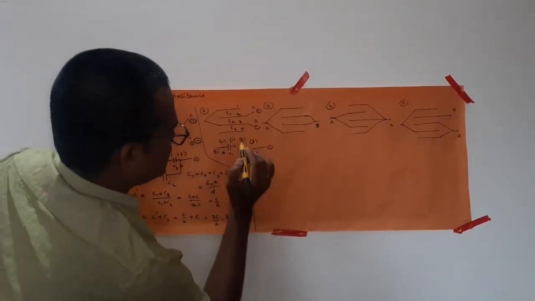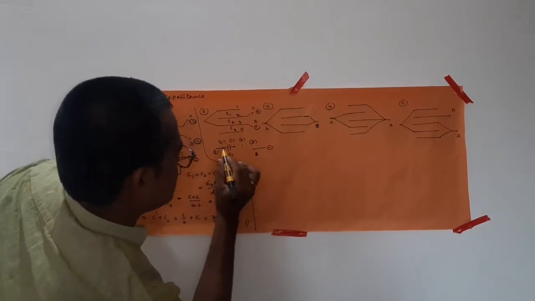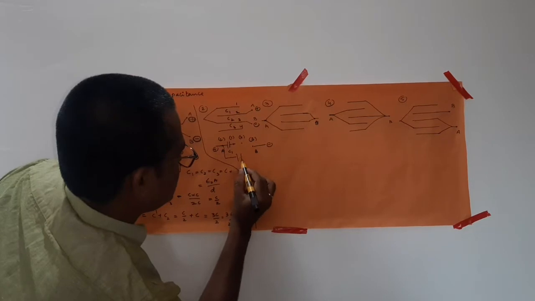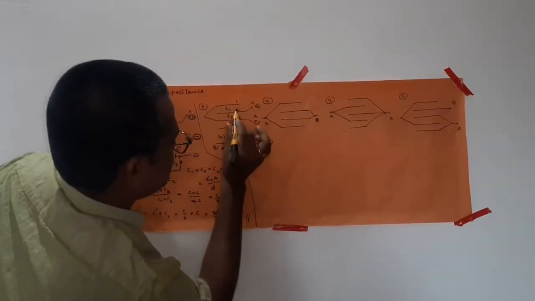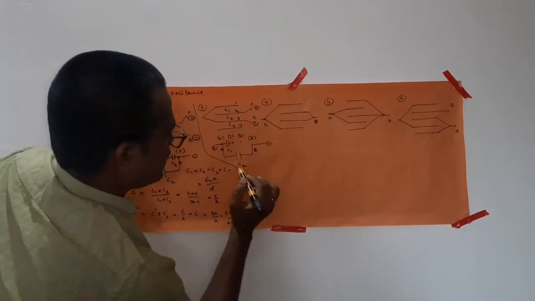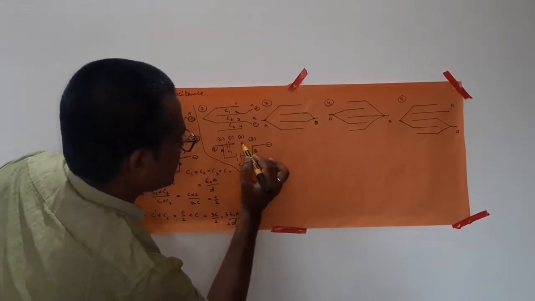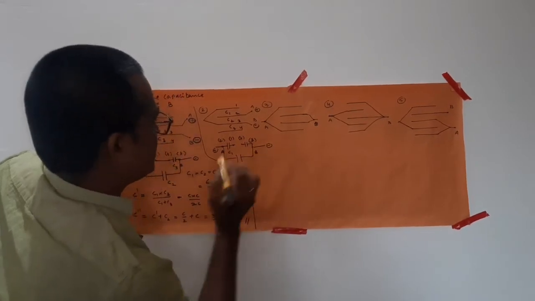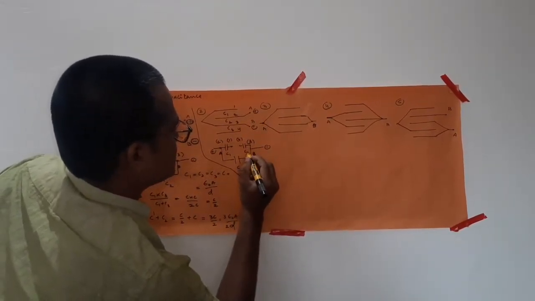Now between 2 and 3, C2 is there. Where is 2? Here is 2, here is 3. Between 2 and 3, one capacitor is there, it is C2. Now between 3 and 4, C3 is there. Where is 3? Here is 3, here is 4. Between 3 and 4 one more capacitor is there. What is that? C3 is there.